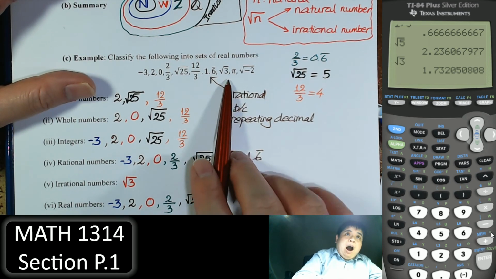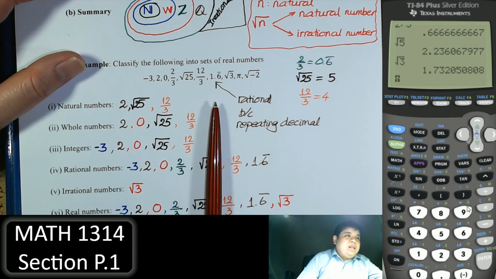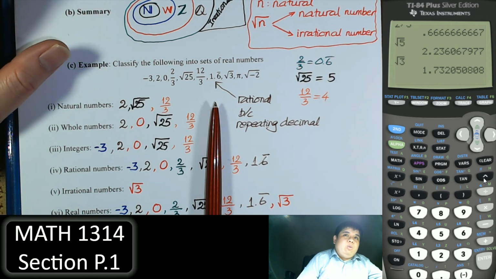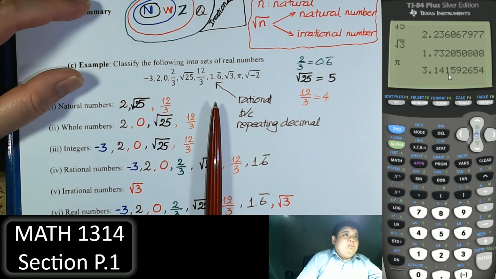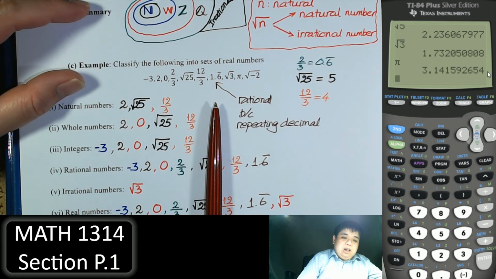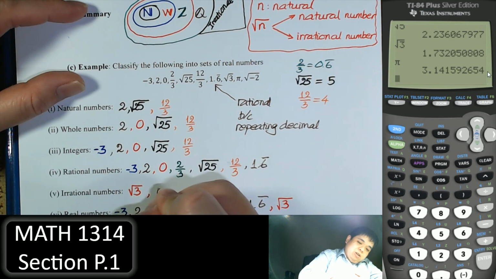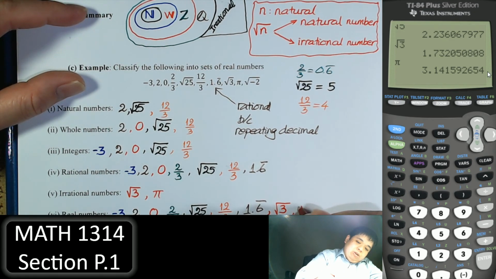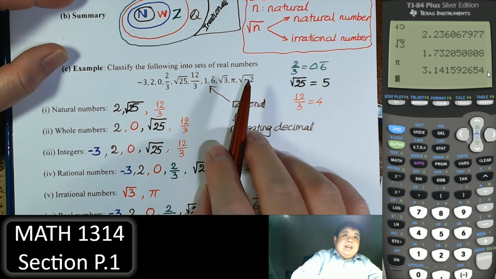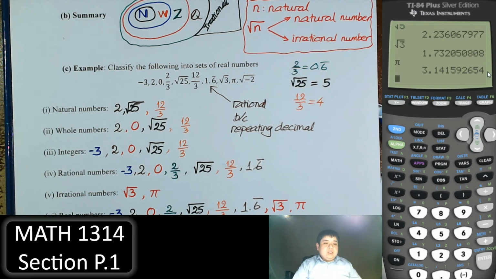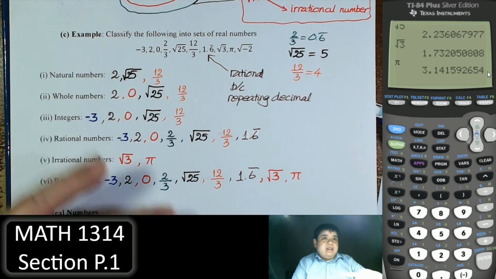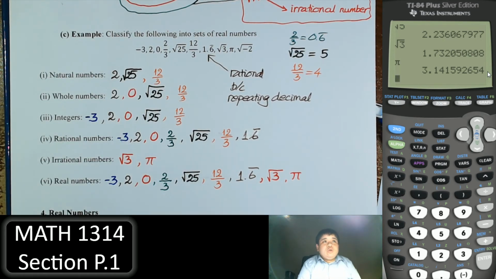And then next we have pi. Pi is 3.14, actually 3.14159. Again, not terminating, not repeating. So pi is also irrational, but that is also real. And the last one is imaginary. We talk about that in the next section. So imaginary does not belong to any of this. So that's how we classify certain numbers into subsets of real numbers.